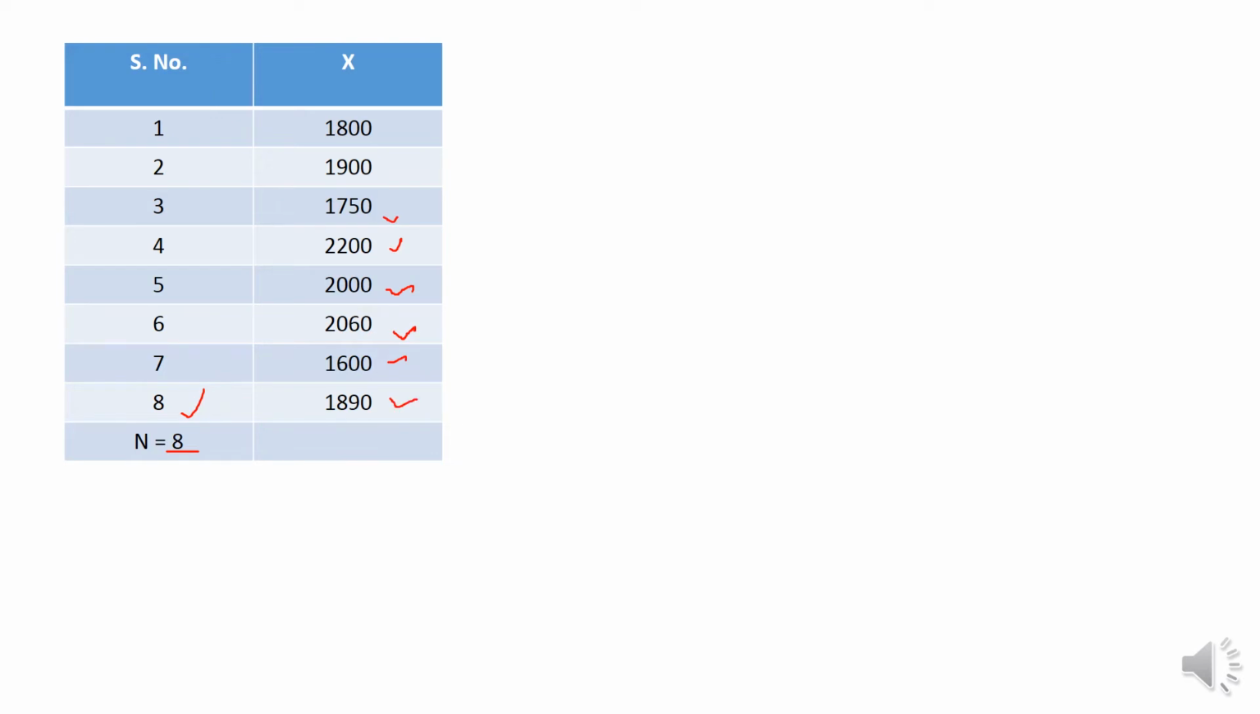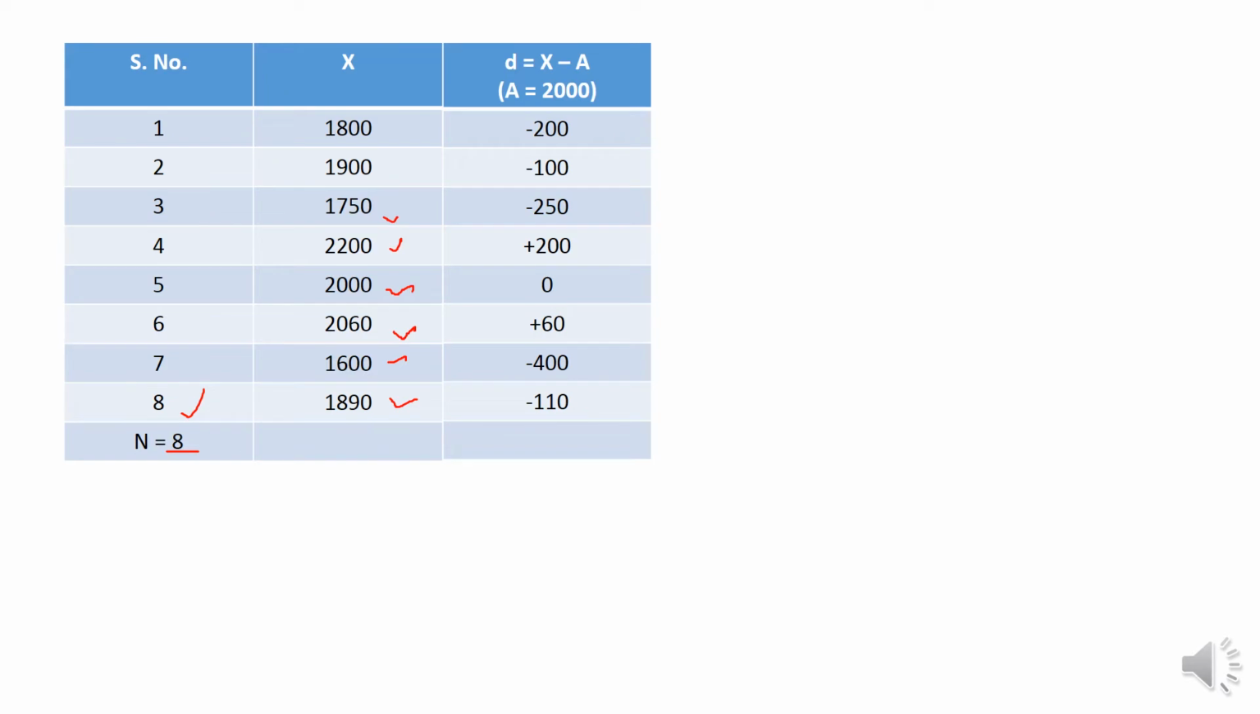Now what will we do? First of all, we will take the deviation, like the formula of the shortcut method. For deviation we need the assumed mean. For the assumed mean we take a simple digit, that is 2000, and by subtracting x minus a, we get minus 200, minus 100, minus 250, plus 200, plus 60, minus 400, minus 110. These steps we followed in the shortcut method also.